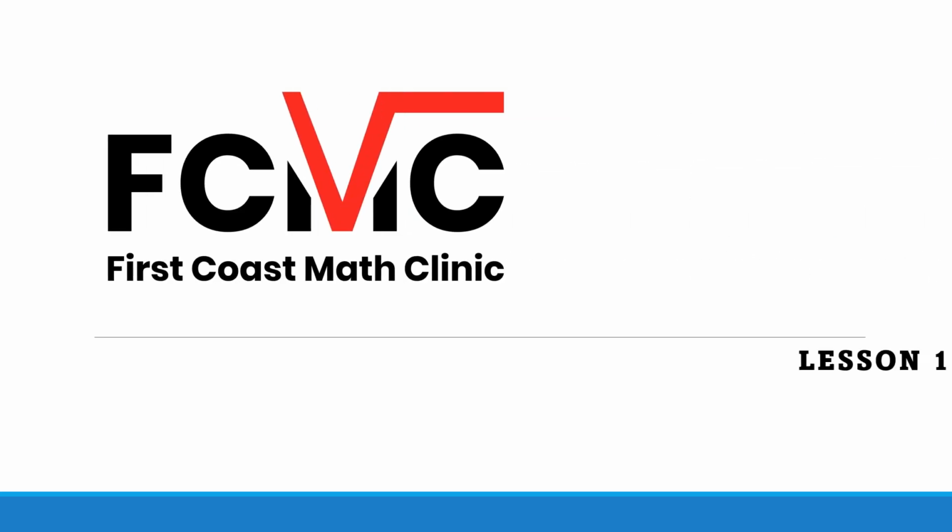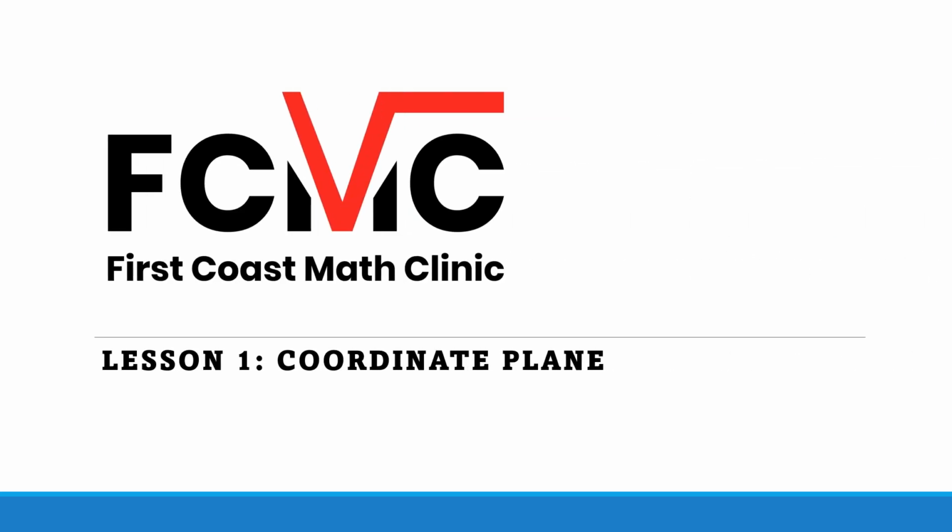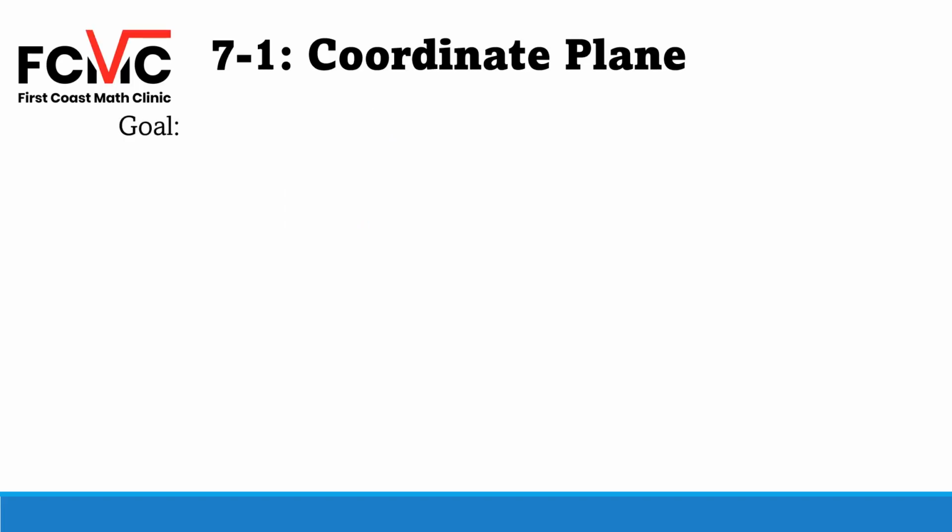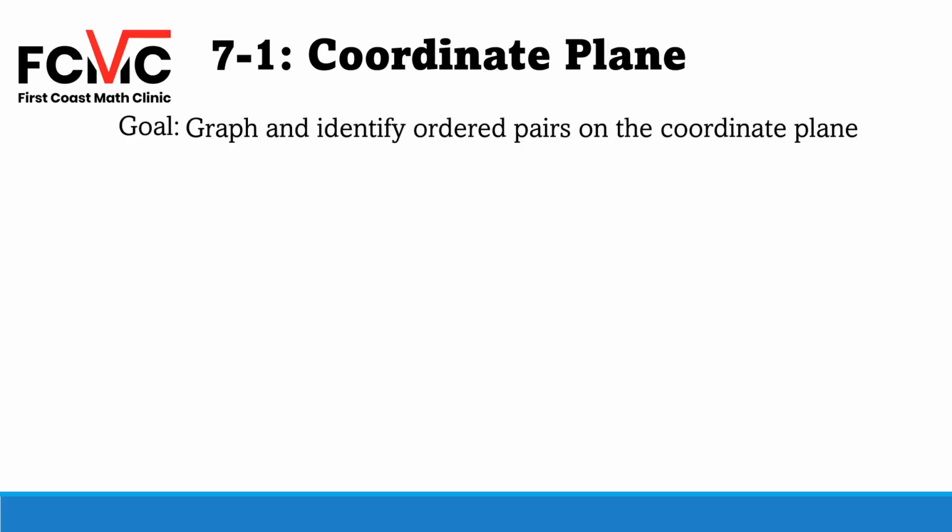This is First Coast Math Clinic with lesson number 1, coordinate plane, from Unit 7, graphing. So our goal is to graph and identify ordered pairs on the coordinate plane. And before we get into graphing and identifying ordered pairs on the coordinate plane, let's talk about the coordinate plane itself and draw out our coordinate plane.